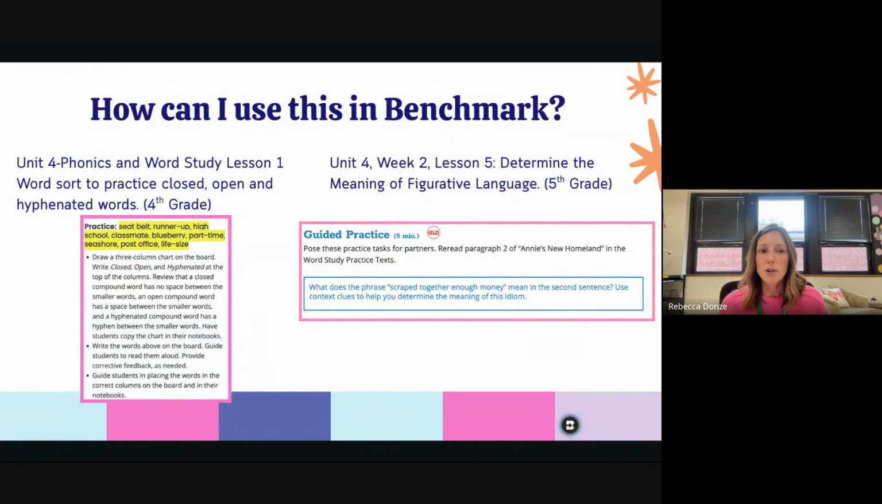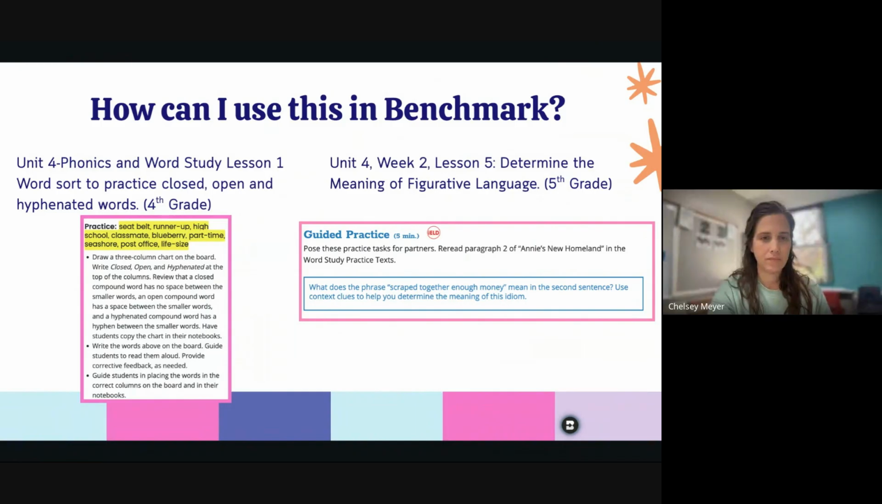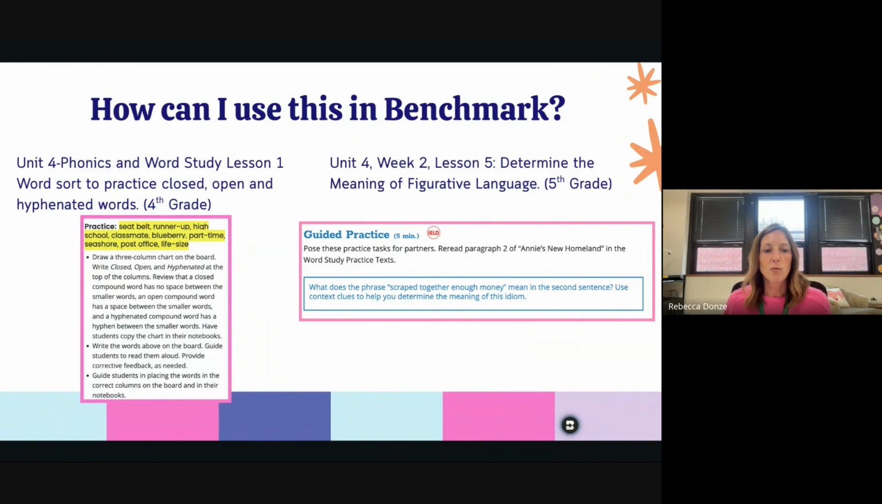So how might you use that in benchmark? This is a sort directly taken from benchmark. It has the words that you would even say. It tells exactly, like, draw a 3-column note, write this at the top. And then you as the teacher could give the words for the students to do. And that's directly from Unit 4.